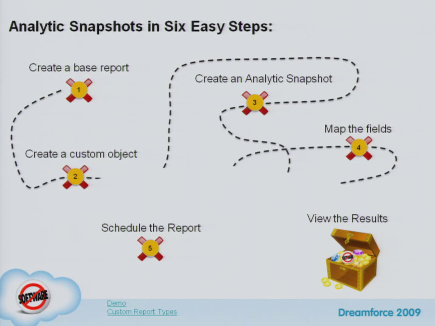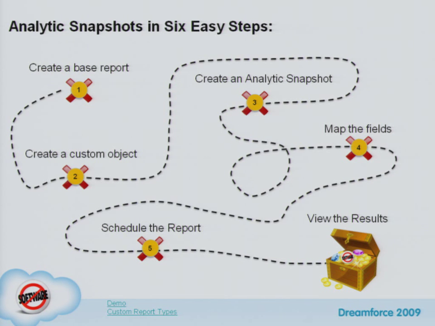Isn't this the funnest slide ever? Okay. So we're going to go over analytic snapshots in 6 easy steps. Step number 1, create a base report. Step 2, we're going to create a custom object. Step number 3, we will actually create our analytic snapshot. Then we will map the fields. We'll schedule the report. How many of you have used report scheduling before? All right, great. So you'll have seen that before. And then we'll view our results, okay? So I'm going to go ahead and hop right into a Salesforce.com org and go through this.